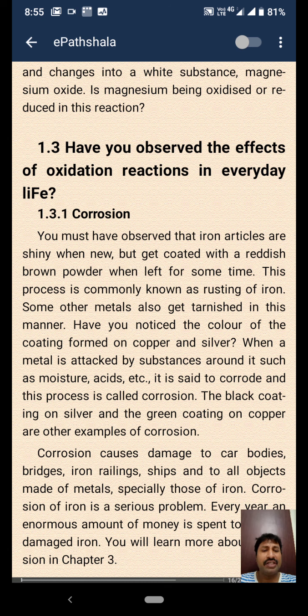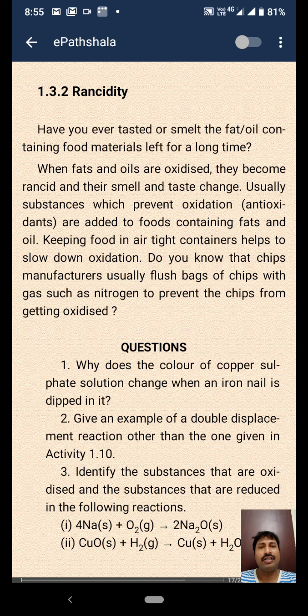And corrosion we all know very well, as same as how moisture, that is water, reacted with iron gives out iron oxide plus hydrogen gas. That is an example for corrosion. And what is rancidity? Very important question. Oxidation of fatty acid is called rancidity.